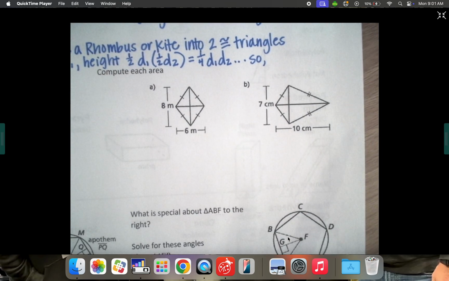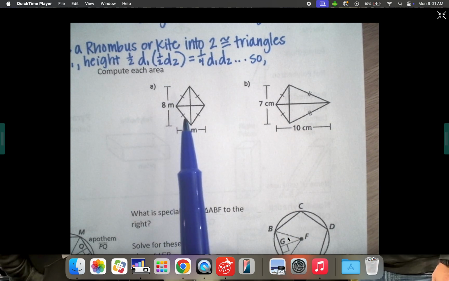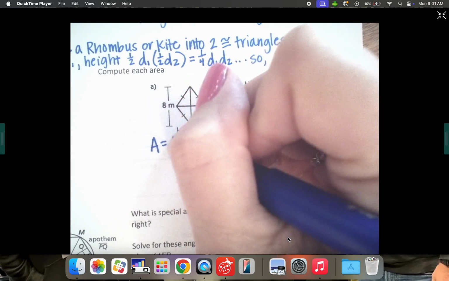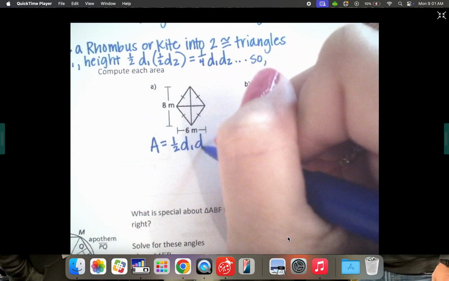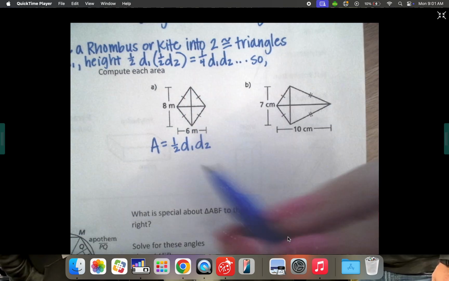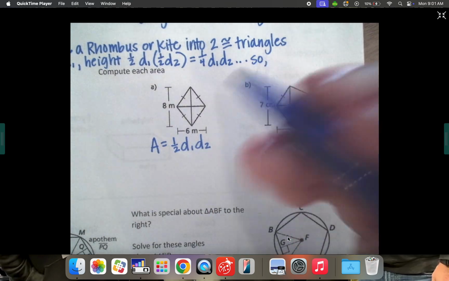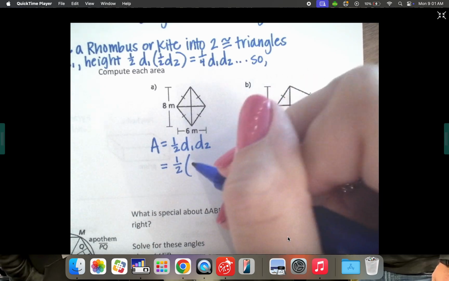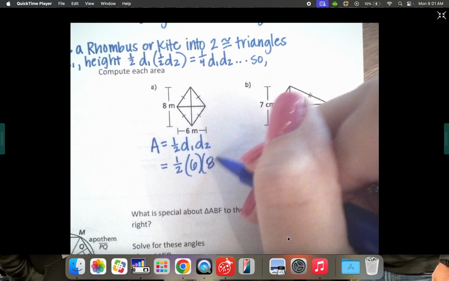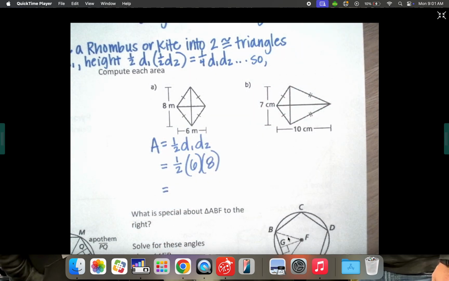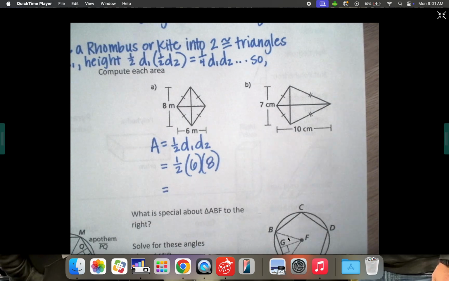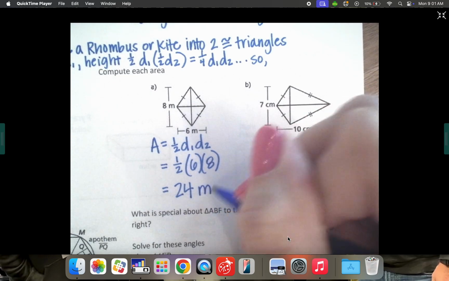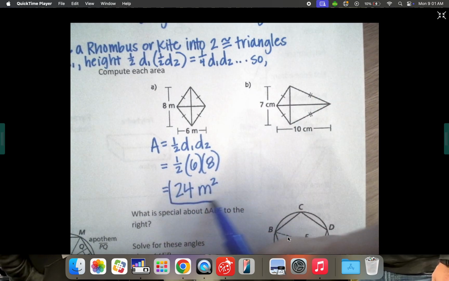Okay, let's come over here and compute the area. First, we've got a rhombus, and then we've got a kite. So remember, this is going to be very simple. It's just area equals half diagonal 1 times diagonal 2, or diagonal 1 times diagonal 2 divided by 2. So that would be half, diagonal 1 will go with 6, diagonal 2 will go with 8. You're going to put it into your calculator. Half times 6 times 8 is 24, if I did that right in my head. Meters squared. Area is always square meters. So there you go.